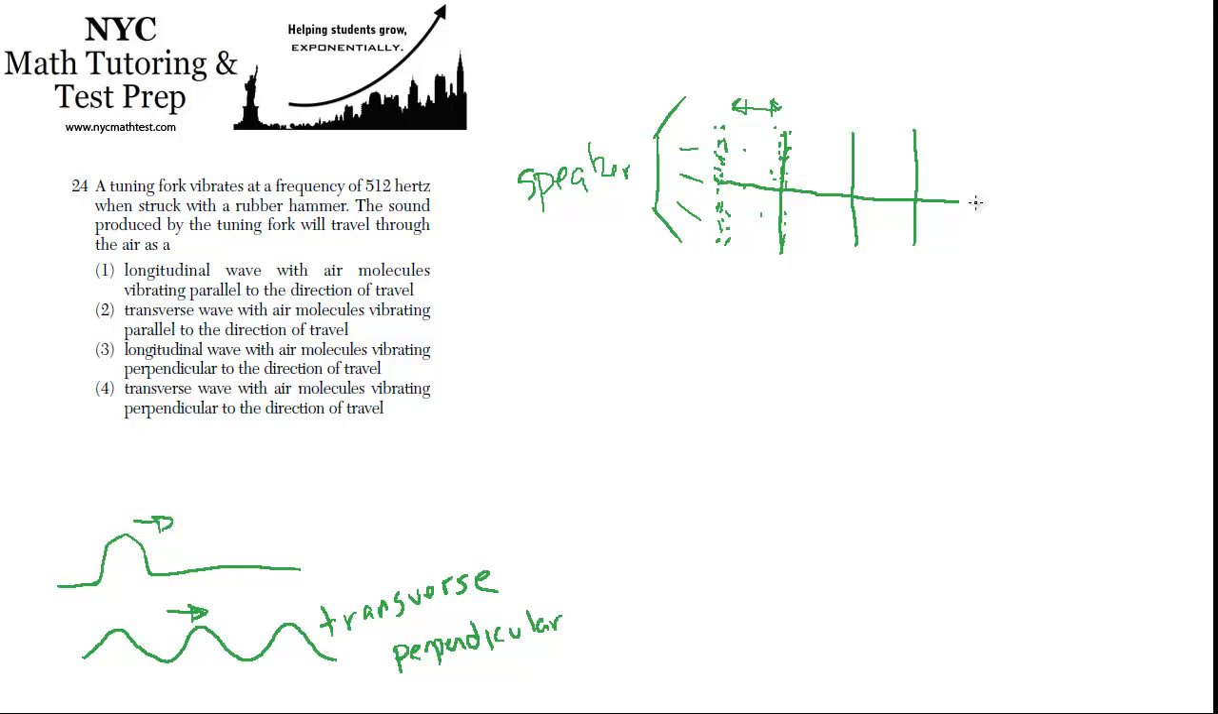The direction of the wave is like this. That's the wave direction. So the direction of the air molecules is parallel to the direction of the wave. And that is an example of a longitudinal wave. So just remember this. Sound is always longitudinal. And try to remember this example. And that means that the direction of the air molecules is parallel to the direction of the wave. So the best choice is 1.